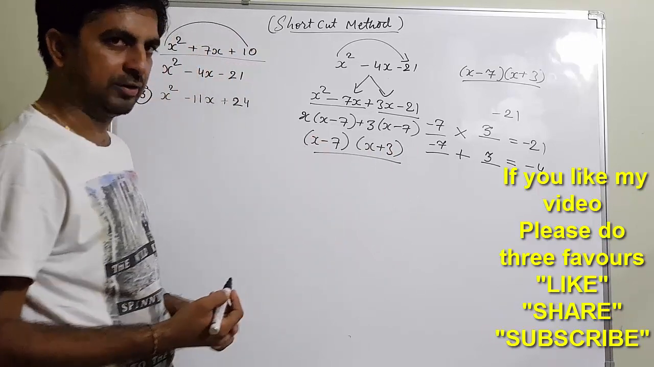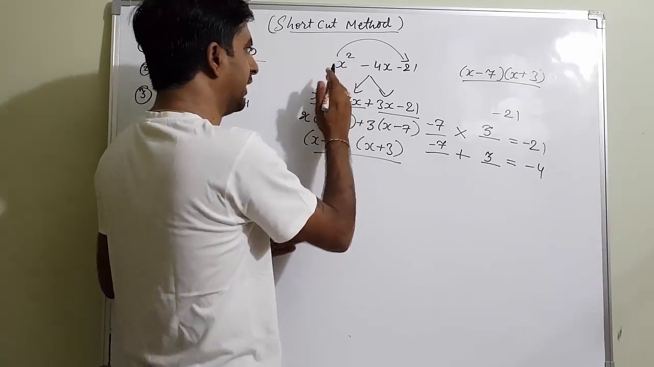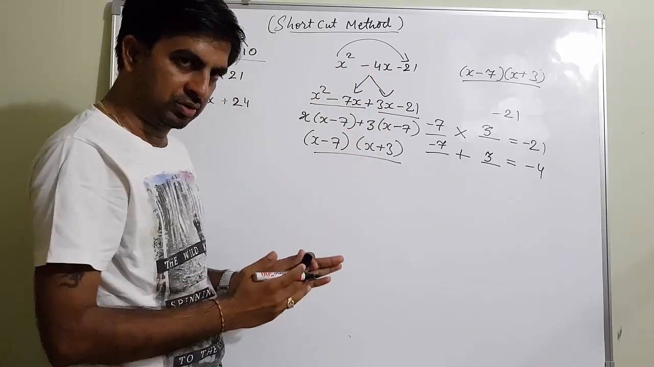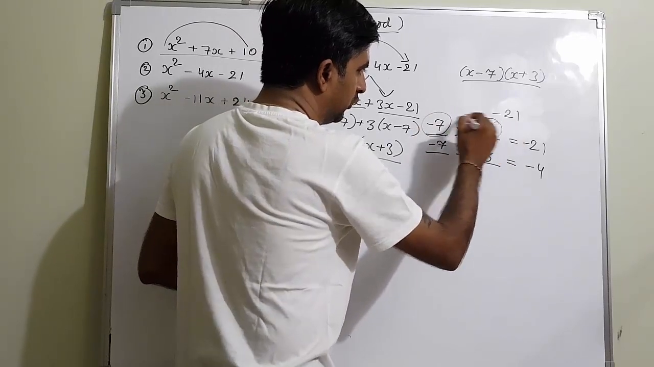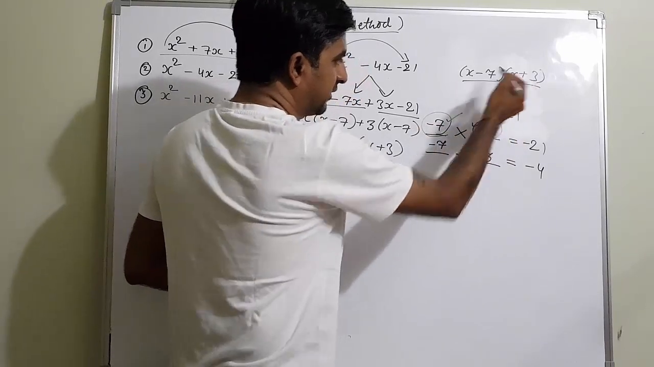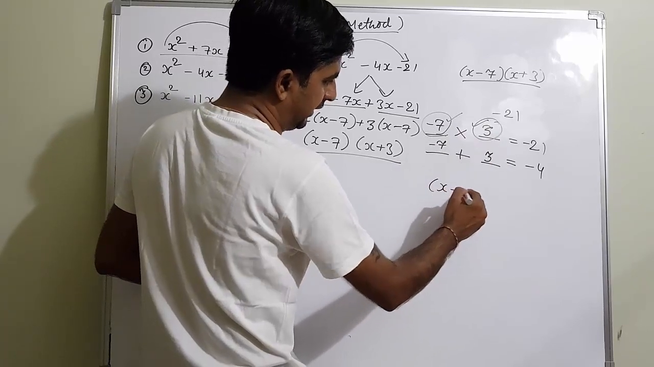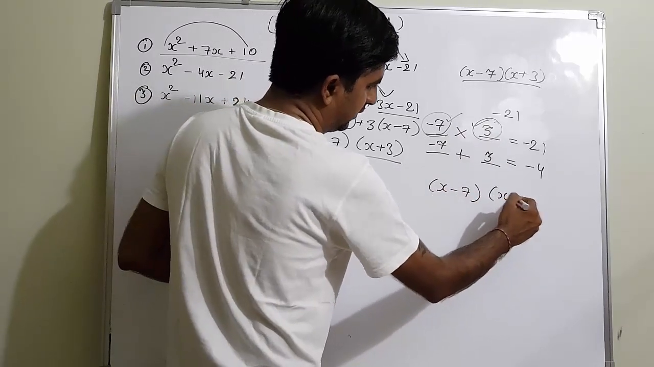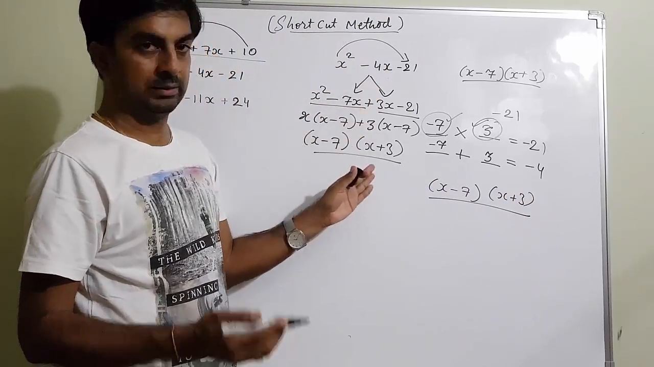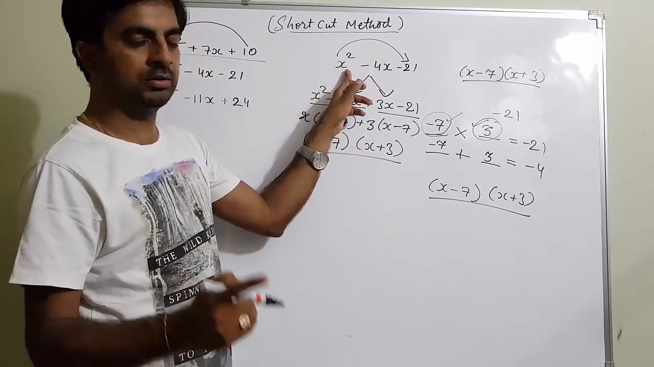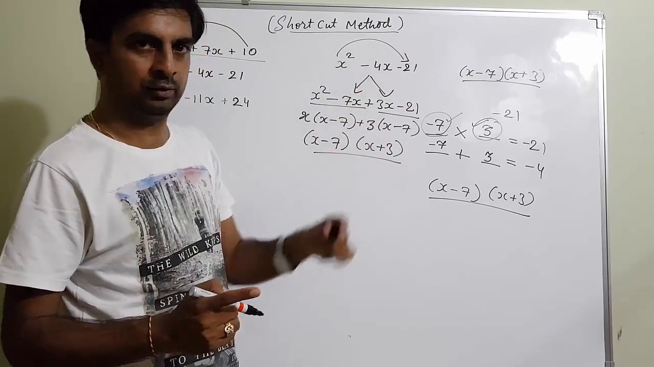So how did I find that out? Whenever the coefficient of x square is 1, at that time only we can use this shortcut. What you have to do is just put these two factors with x and write down. Look here, the factors were minus 7 and 3. So directly x minus 7 and x plus 3. These are the two factors. No need of doing all this. But when can you use this? When the coefficient of x square is 1.